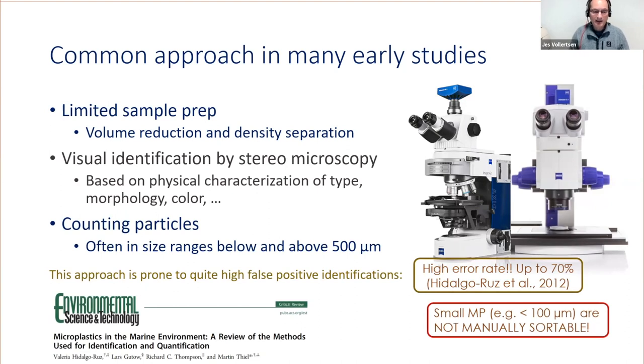And the thing is that if you do this, it is quite okay if you have big particles. I mean, if you have something which is a millimeter in size, you can see reasonably well if it's plastic or not. But if it's 100 micrometers, forget it. It is really, really impossible to see under a microscope what it is and what is not.